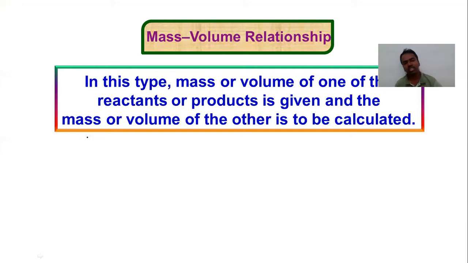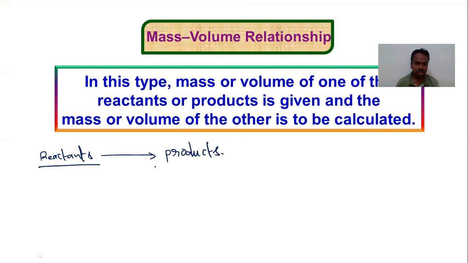So first is the mass-volume relationship. Here, if you take any chemical reaction, on the left hand side reactants are present, and on the right hand side products are present. So these are the reactants and these are the products.